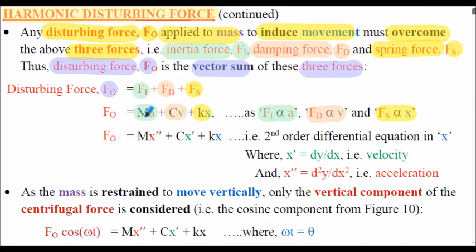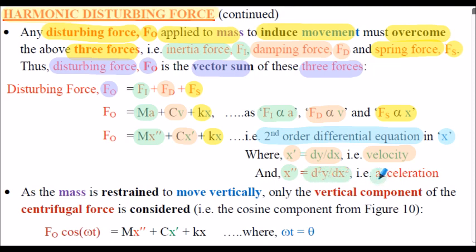Now writing the equation in terms of displacement. That will be mass multiplied by x double dash, second differential of displacement with respect to time. That will be c multiplied by x dash, that's displacement differentiated with respect to time. And we have k multiplied by x. And again we have this second order differential equation in x. So the x dash is the velocity, and x double dash is the acceleration.